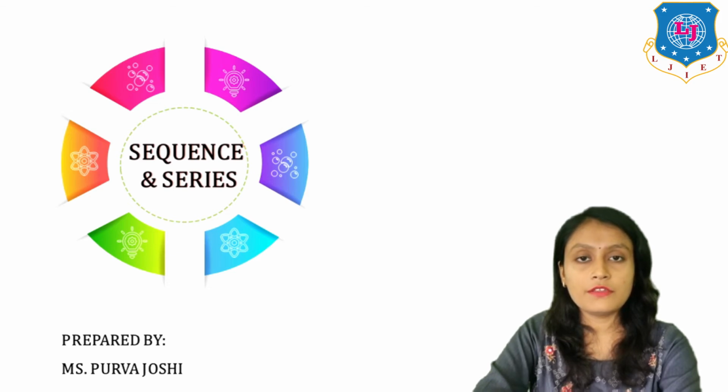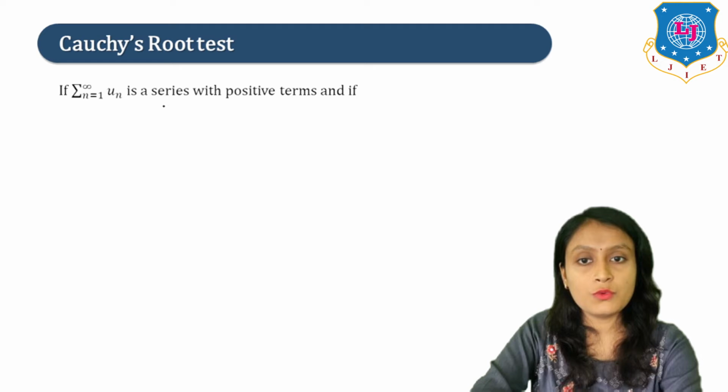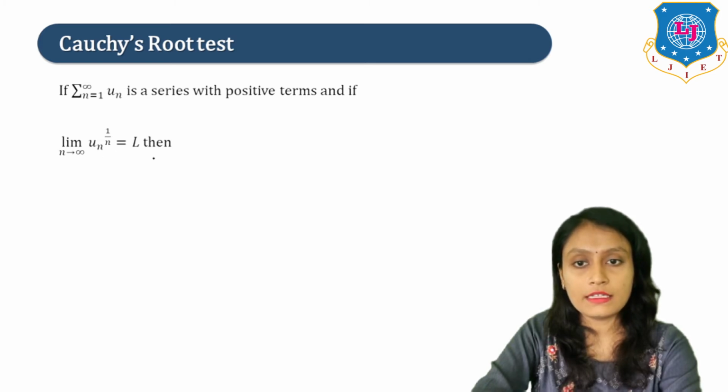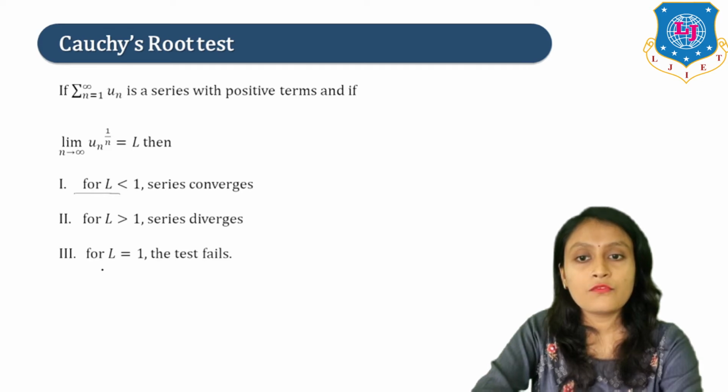Today we are going to study few more topics of sequence and series. So let's begin with the first topic, that is Cauchy's root test. If series un is a series with positive terms and if limit n tends to infinity un raised to 1 upon n equals L, then for L less than 1, series converges. For L greater than 1, series diverges. And for L equals 1, the test fails.